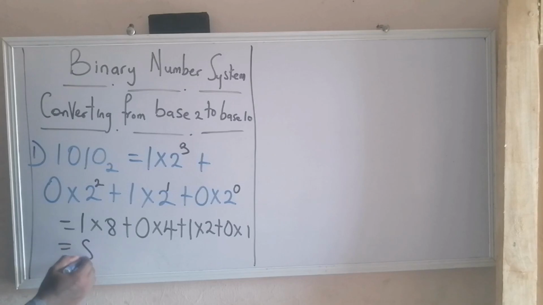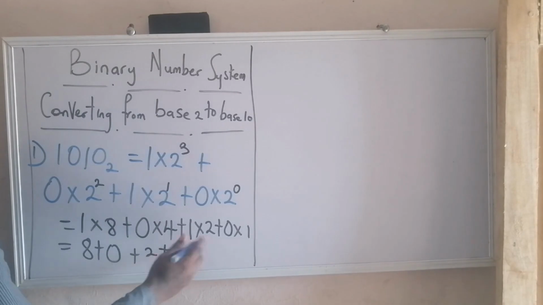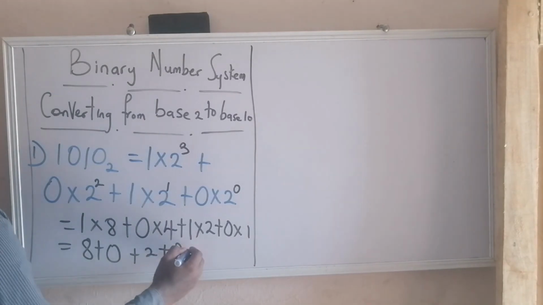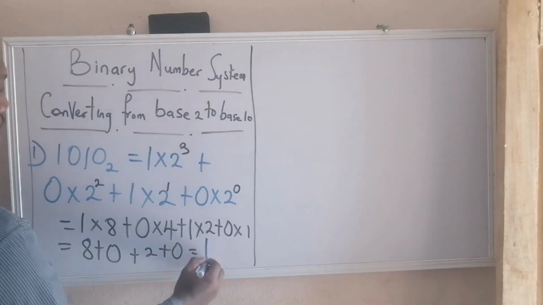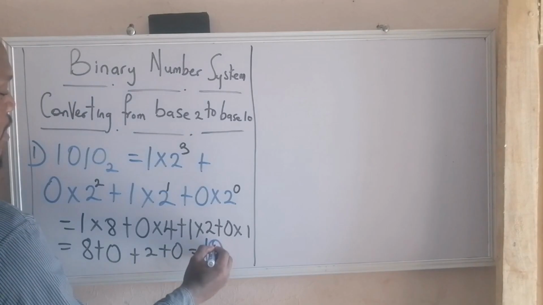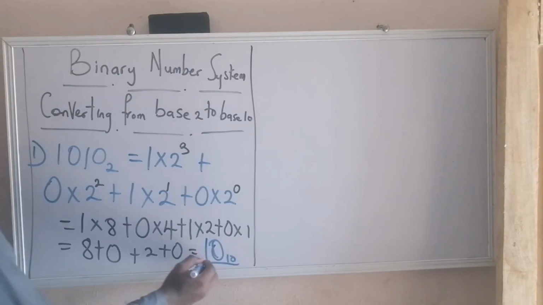Then you can proceed by saying, what is 1 times 8? Your 1 times 8 is 8. Plus 0 times 4. Anything multiplied by 0 will give you 0. Plus 1 times 2. That's 2. Plus 0 times 1, 0. So 8 plus 0, 8 plus 2, 10. 10 plus 0, 10. So our final answer is 10 base 10.